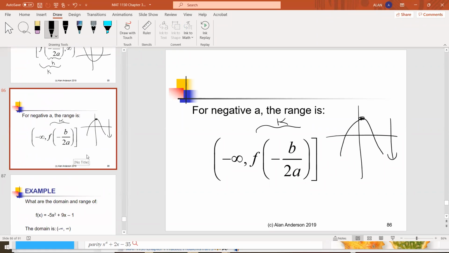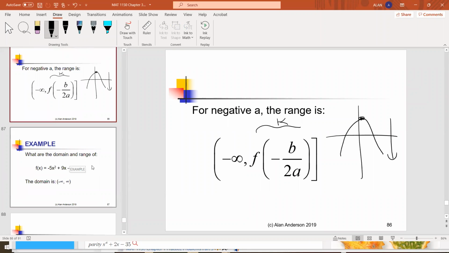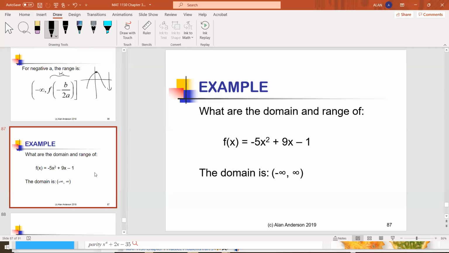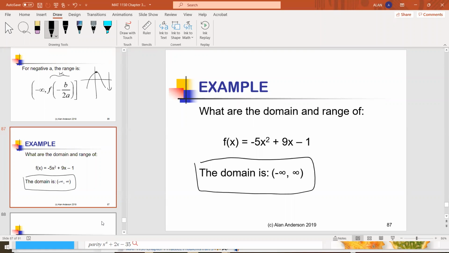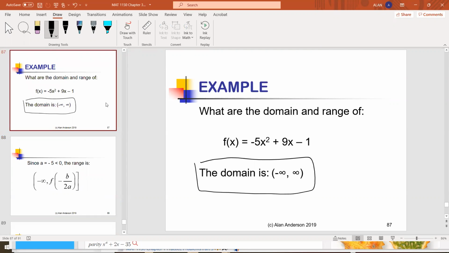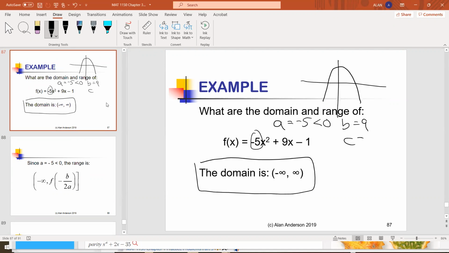All right, so let's look at an example, and we can prove it with Symbolab. We start with this function, f of x equals minus 5x squared plus 9x minus 1. We don't have to worry about the domain, it's just automatically negative to positive infinity. The question is, what about the range? First things first, this clearly faces downward because a is negative. Remember, a is -5, b is 9, and c is -1. So we know we have this case.